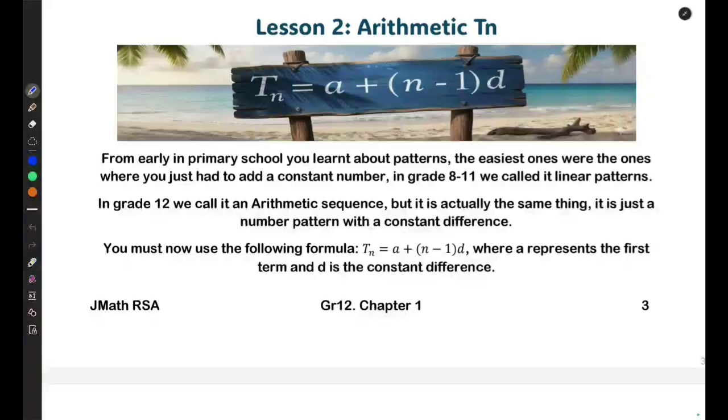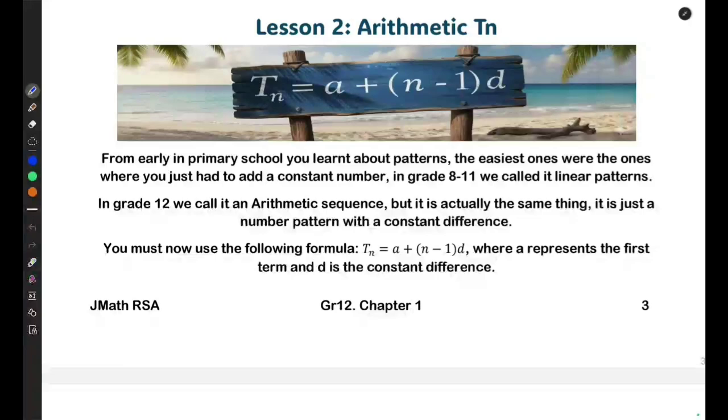Now, arithmetic sequence sounds very complicated, but it's the same pattern you have been doing from like grade 4, where they just add a specific number or subtract a specific number, and they ask you, what is the next two terms? Or what would be a formula to work out what's the 20th term or something?